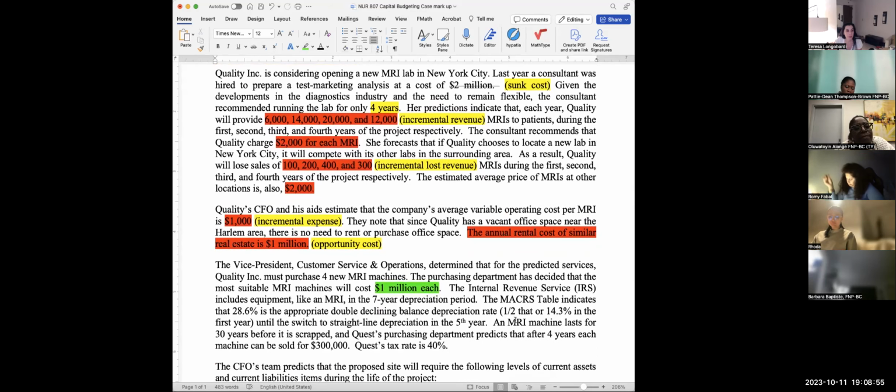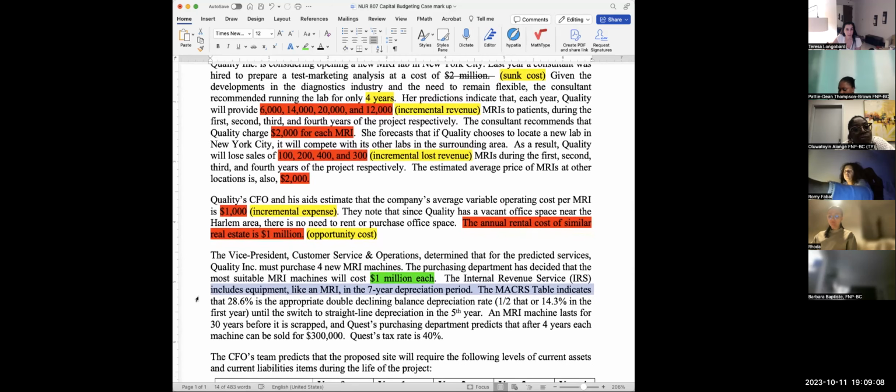The Internal Revenue Service includes equipment like MRIs in the 7-year depreciation period or 7-year depreciation schedule. And I'm going to show you what I'm talking about. The maker's table indicates that 28.6% is the appropriate double declining balance depreciation rate until the switch to straight line depreciation in the fifth year. Don't worry about any of this stuff. Basically, I'm going to show you how to diminish the value of the asset over time.